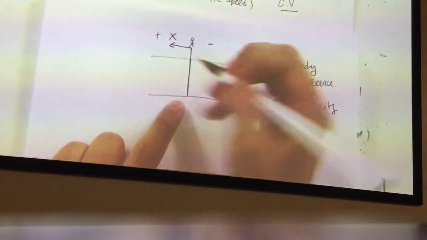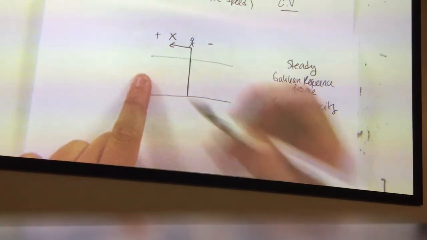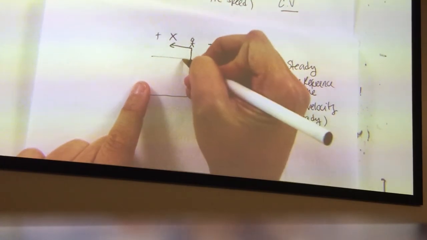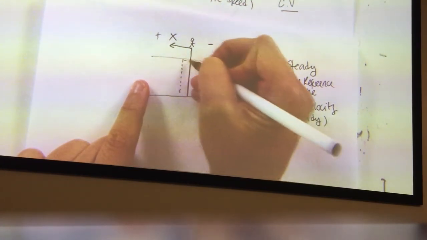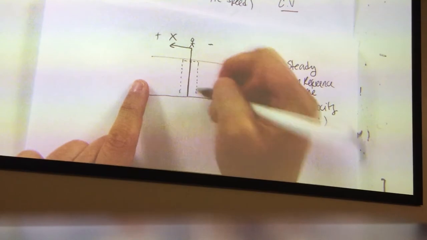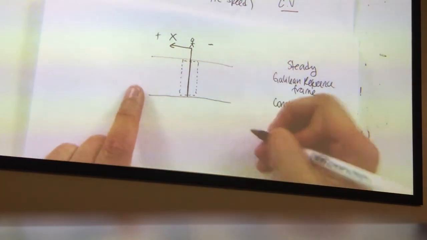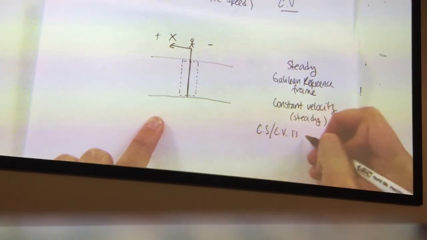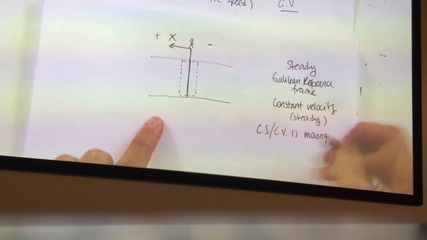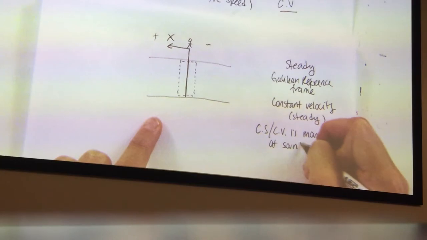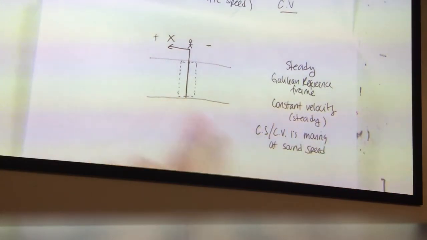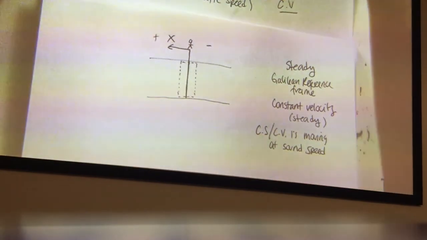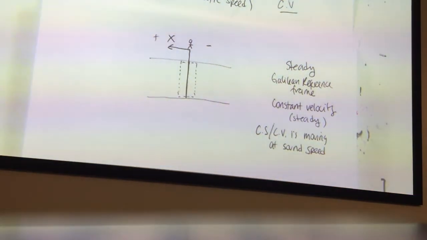And by doing that, we're going to first write a control surface. So we're going to put the control surface right around the wave, so the control surface is moving with us. The control surface, or the control volume, is moving also at sound speed. And that makes the system easier, if we can solve it steady and we don't have to worry about the derivation. Now, if we do that, what happens?